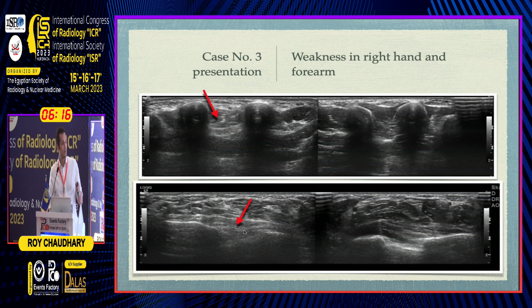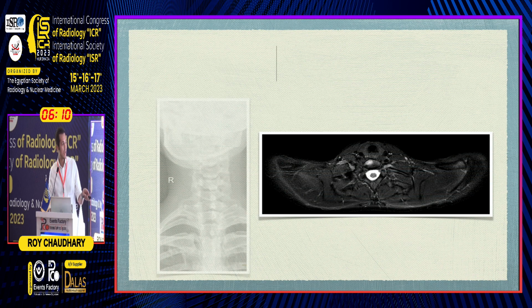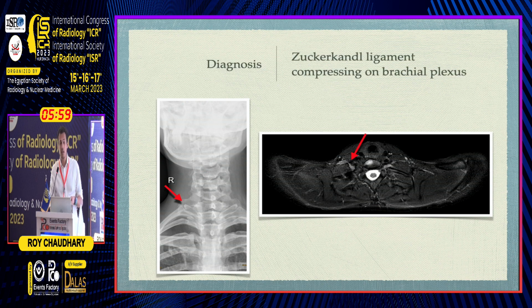So when that happens, again, start looking proximally for any problem. So we had an X-ray, thankfully, which showed a cervical rib. And there was compression of the brachial plexus, and this is an eponymous name for this ligament, which is the Zuckerkandl ligament compressing on the brachial plexus.